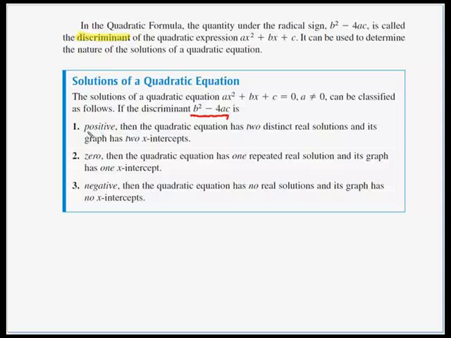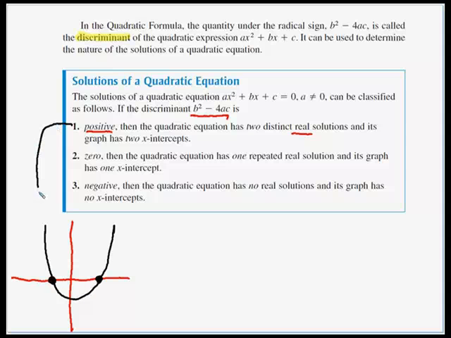If that discriminant is positive, then the quadratic equation has two distinct real solutions, and its graph has two x-intercepts. So for number one here, if you take a quadratic equation and you graph it, it's going to be a parabola. And if your discriminant is positive, it just means the parabola hits the x-axis twice. Here we hit it once here and once here. That is number one. If the discriminant's positive, we have two real solutions, that's where we cross the x-axis.